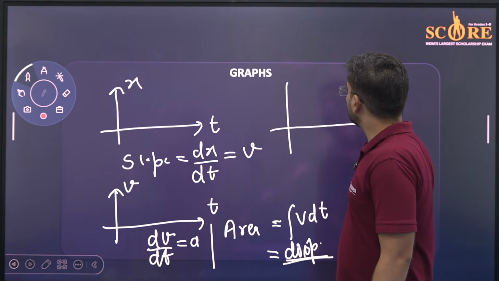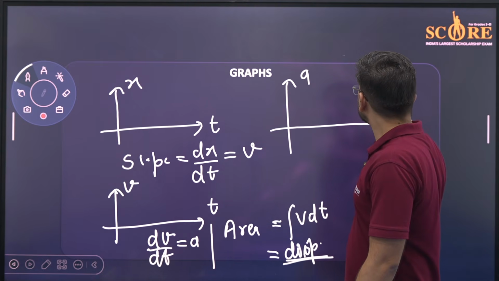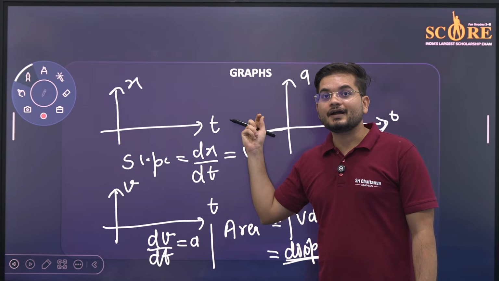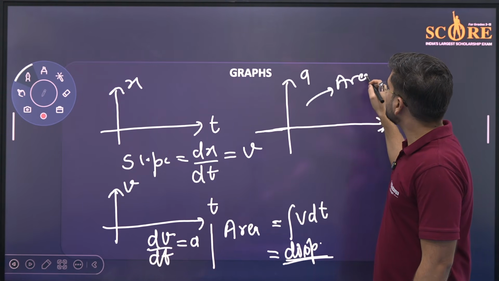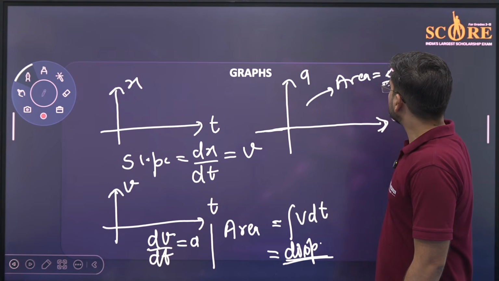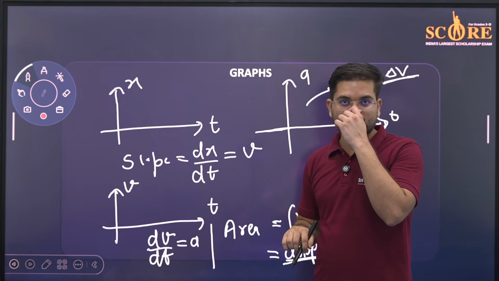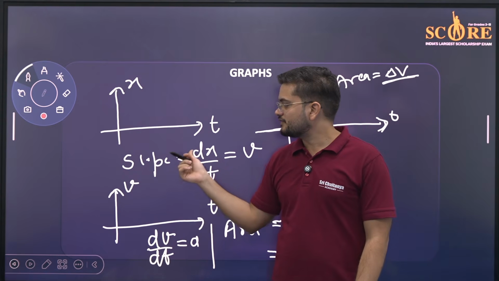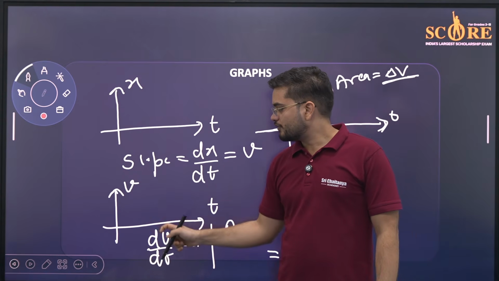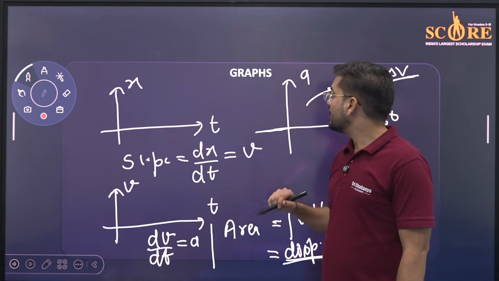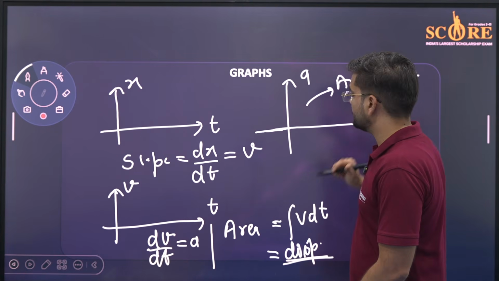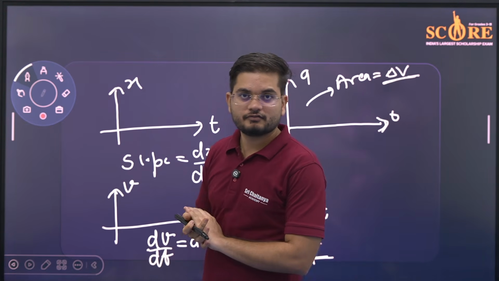And for the acceleration versus time graph, the area under the at curve will be the change in velocity. Clear? Slope of xt will be velocity, slope of vt will be acceleration, area under the vt curve will be displacement, and area under the at curve will be change in velocity.